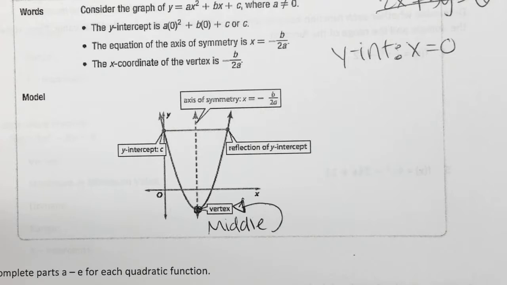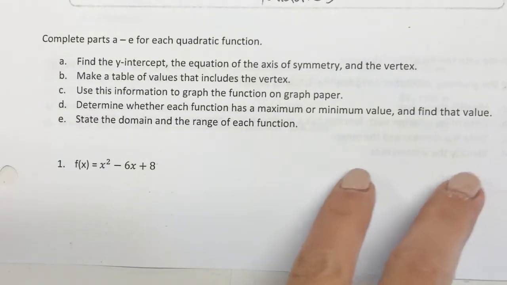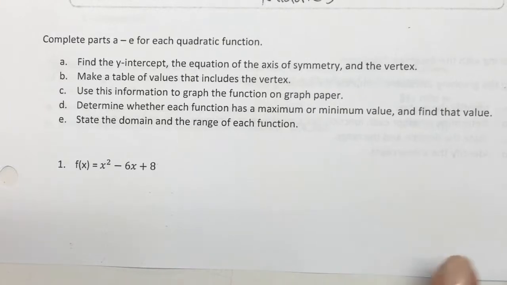These are the formulas for the axis of symmetry. Negative b over 2a. You will need to know that for this class, for pre-cal, for analytical, for calculus, literally every math class. Axis of symmetry is always negative b over 2a. What's the formula for the axis of symmetry? Good. Don't forget it. Okay.